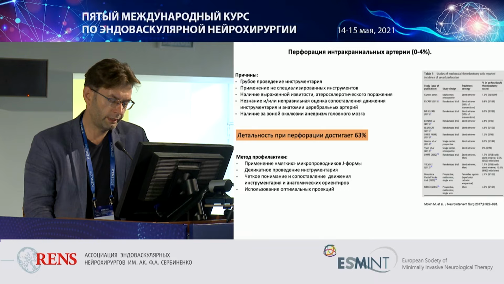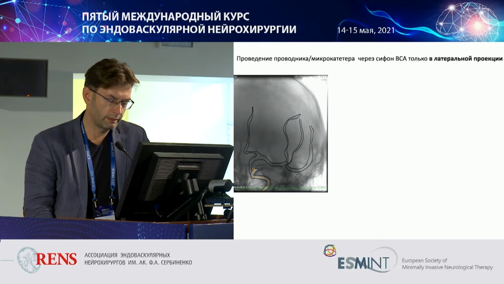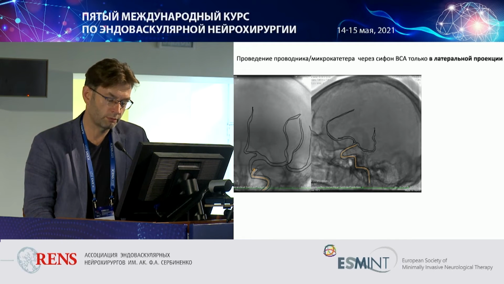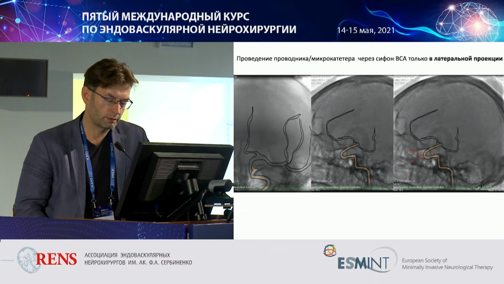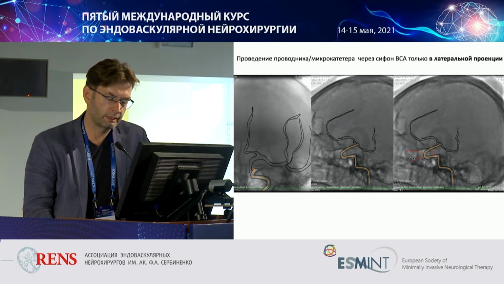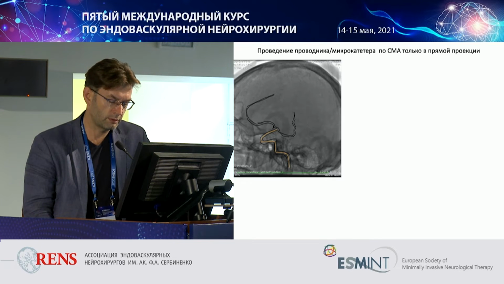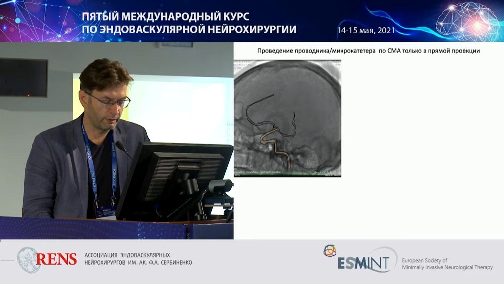Prophylaxis is the best way of action. You can act properly and use the proper instrumentation. If we start catheterization, usually it's done in direct projection in order to pass the cavernous sinus. You'd better not be lazy and perform a lateral projection as well, to clearly understand where your tool is going to go, because rough manipulations in this area can result in the formation of a fistula.